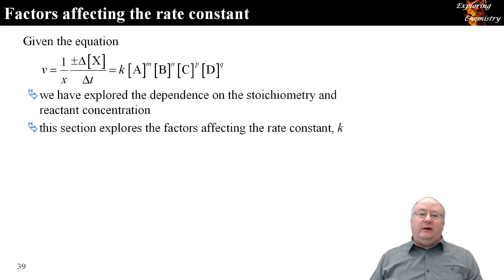At the very beginning of this section, we looked at the rate equation being 1 over the stoichiometric coefficient times the change in concentration over the change in time. That was proportional to the differential rate equation. We also noticed that the rate was some rate constant K times the concentrations raised to some powers, some reaction orders. We've already looked at the dependence on the stoichiometry and on the reaction concentration, A, B, C, D. What we're going to look at in this section is the factors that affect the rate constant K.